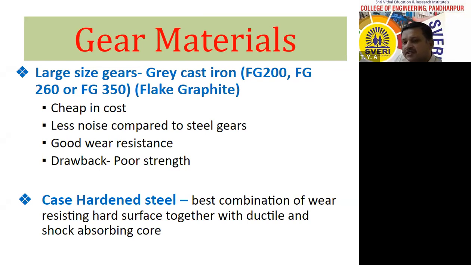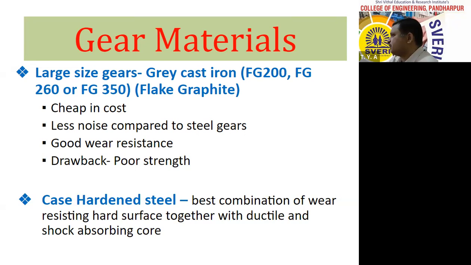Therefore, these graphite flakes have good compressive strength and very less tensile strength, and that's why this poor strength means low tensile strength. Next is case hardened steel. Case hardened steel means surface hardened steel. Therefore, it is the best combination of wear resisting hard surface together with ductile and shock absorbing core.